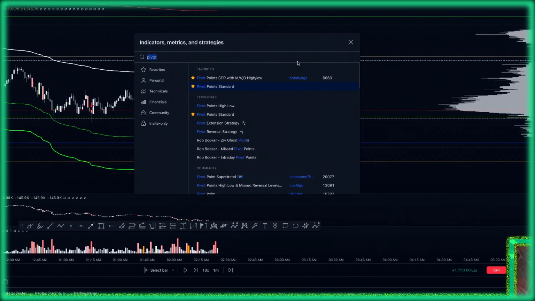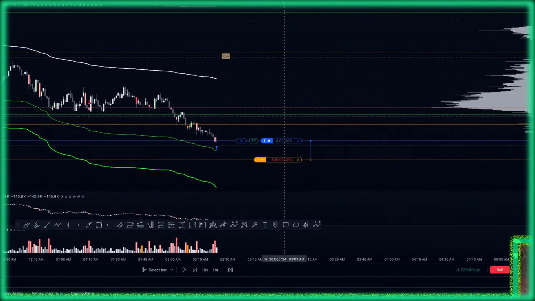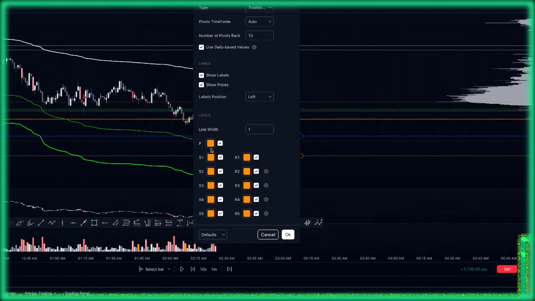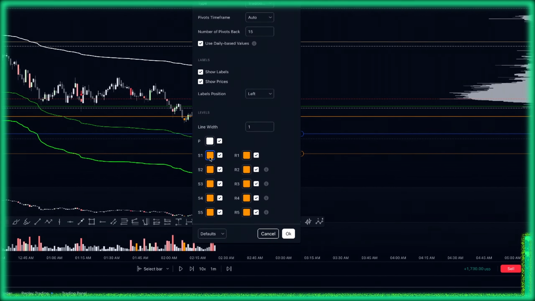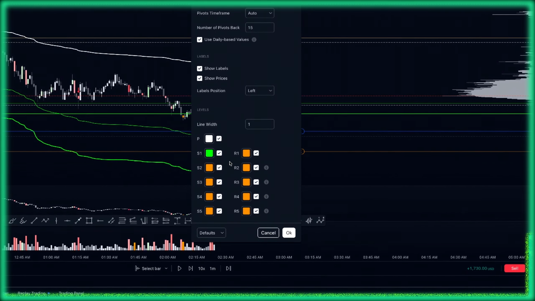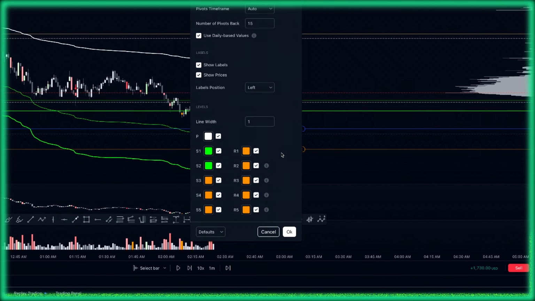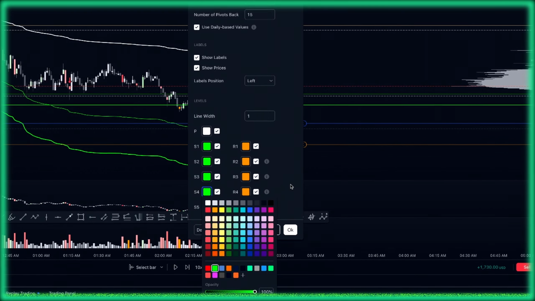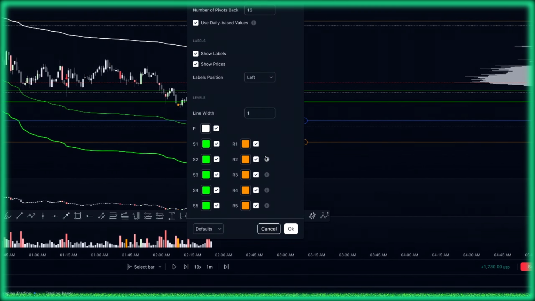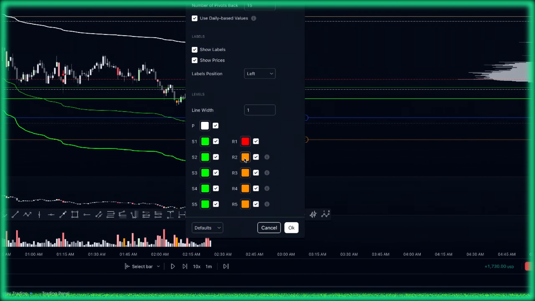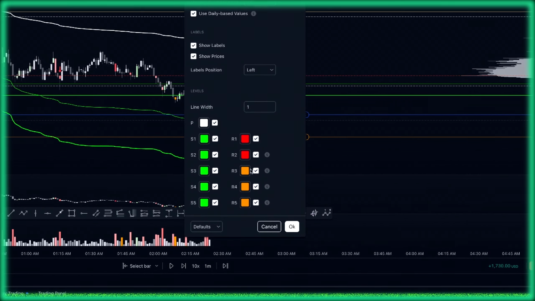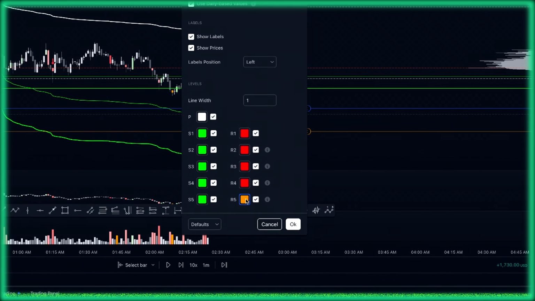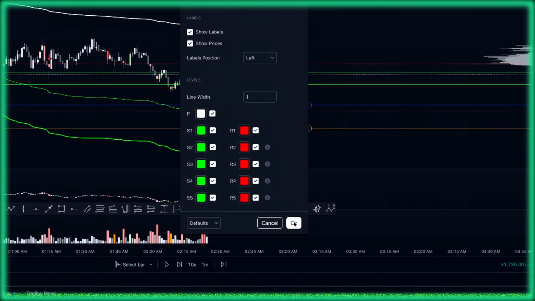Okay. Let me just do some manipulation very quickly here. Pivot, I want to be white. I want the support to be green. Green. Green. Green. Green. And these I want to be red. Red. Red. Red. Red, because these are also objective levels, right?